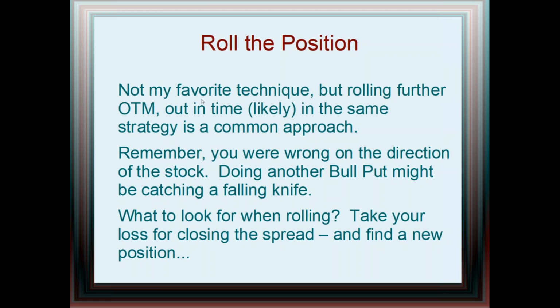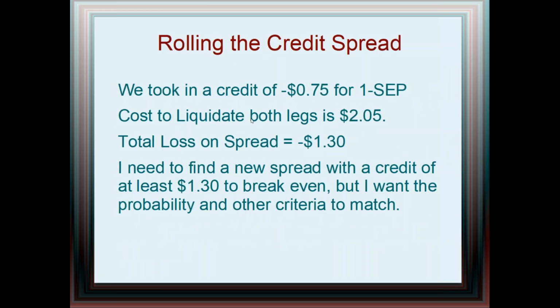So what do you do? You have to close the spread to roll the position first. So take your loss for losing the spread and find a new position. Remember, we initially took in a credit of 75 cents for the 1st of September expiration. The cost to liquidate both legs right now would be $205. So I buy to close my 300 put, I sell to close the 295, and the debit I pay is $205. I keep the 75 cents I was already deposited in my account, so right now I'm at a loss of $1.30 total on this position.